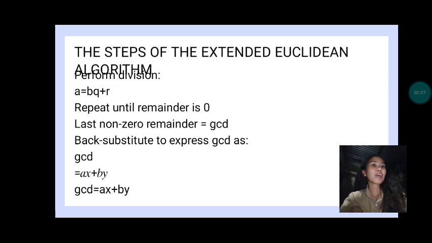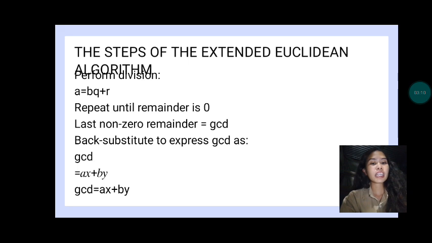For us to know how to solve this, there are steps for the extended Euclidean algorithm. The two parts are the forward process and the backward process. The first is the forward process, the Euclidean algorithm, where we perform repeated division to get the GCD, and each time we divide, we write the remainder.